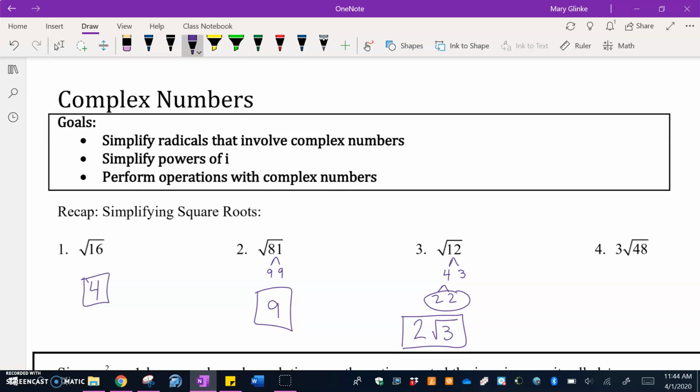Number 4, the same thing. The square root of 48 is not nice, but we can break it down into 16 and 3. 16 is 4 times 4. So we're going to take out a pair of 4s, but there's already a number on the outside, so we're going to end up multiplying those. So on the outside now is going to be a 12, and left behind here is going to be the 3, so it's 12 root 3. So we can simplify square roots.